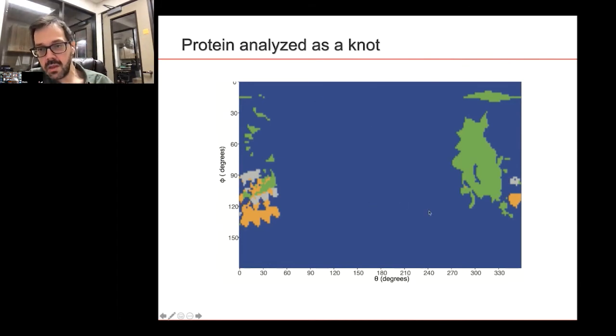We have a big blue area where most of these points, when we took the direction to close the curve, gave us always the same number of the same type of knot. We have smaller regions that gave us a different kind of knot.